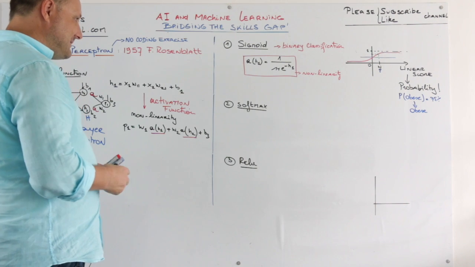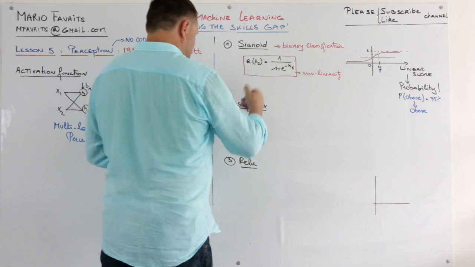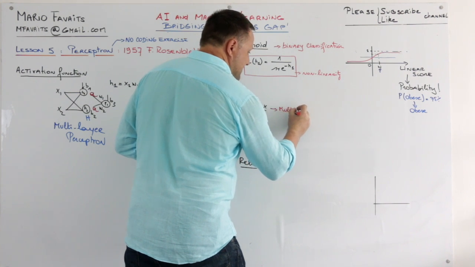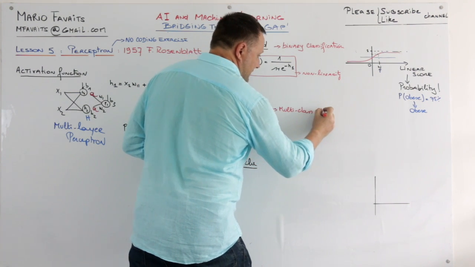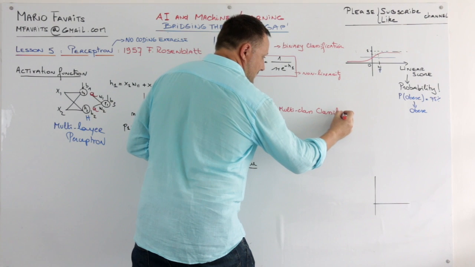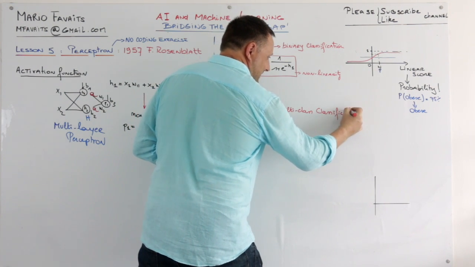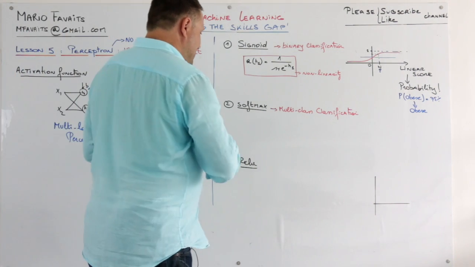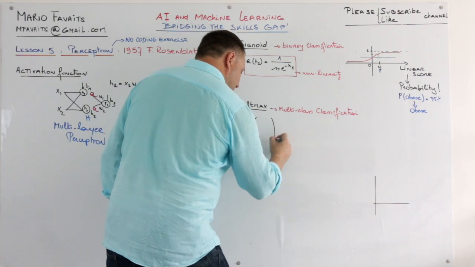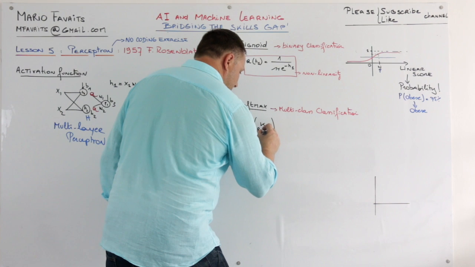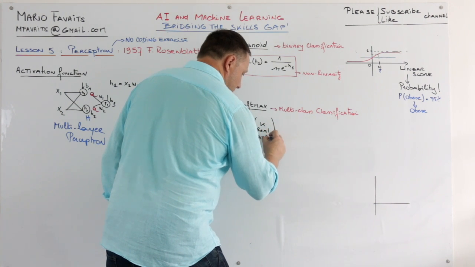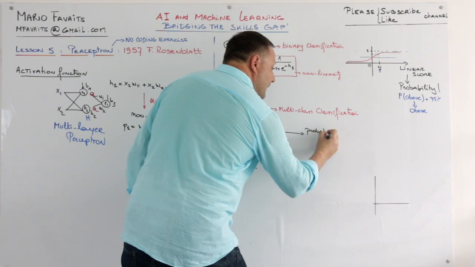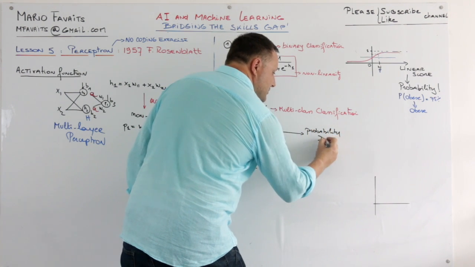Then we have Softmax, and Softmax is basically for multi-class classification. I will not give you the formula; it's just too complex. But basically you have a vector of k real values, and you want to convert this to a probability distribution.